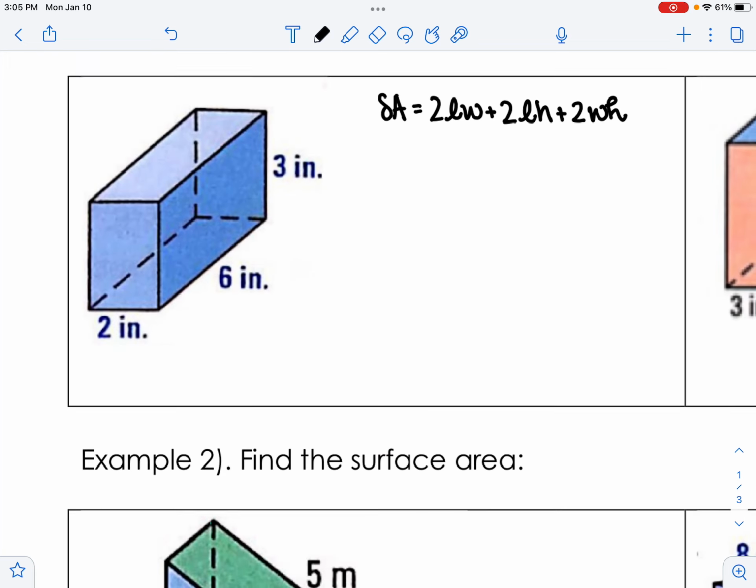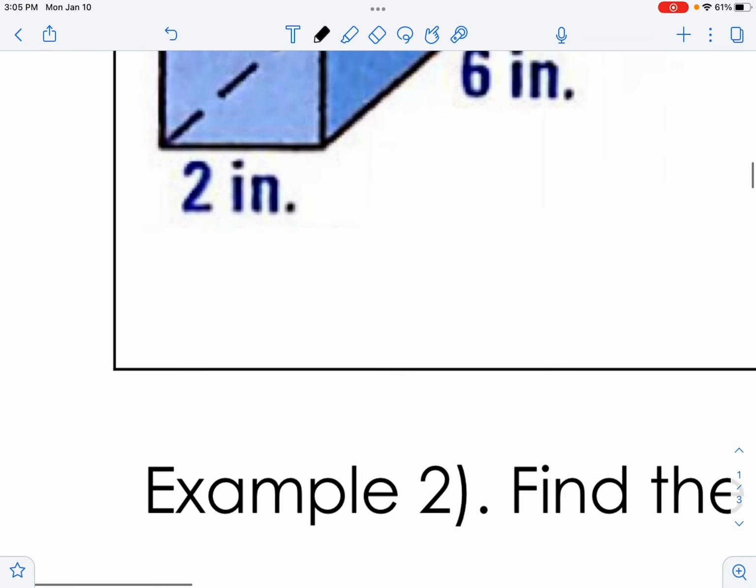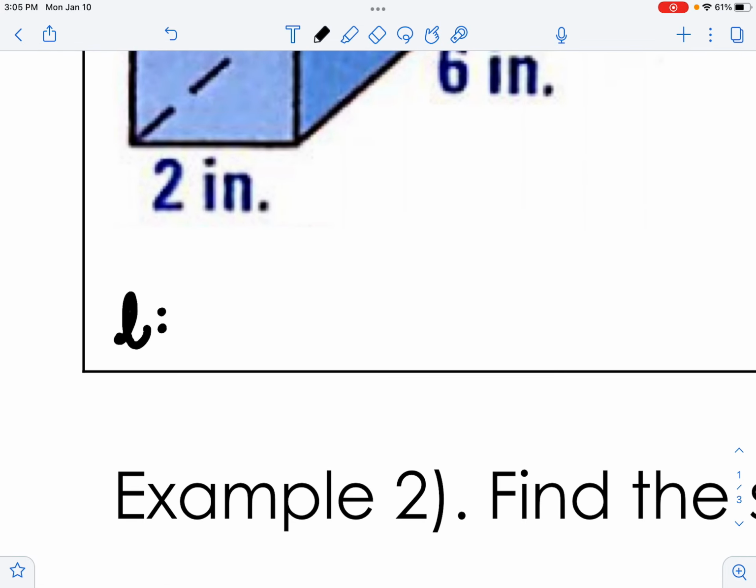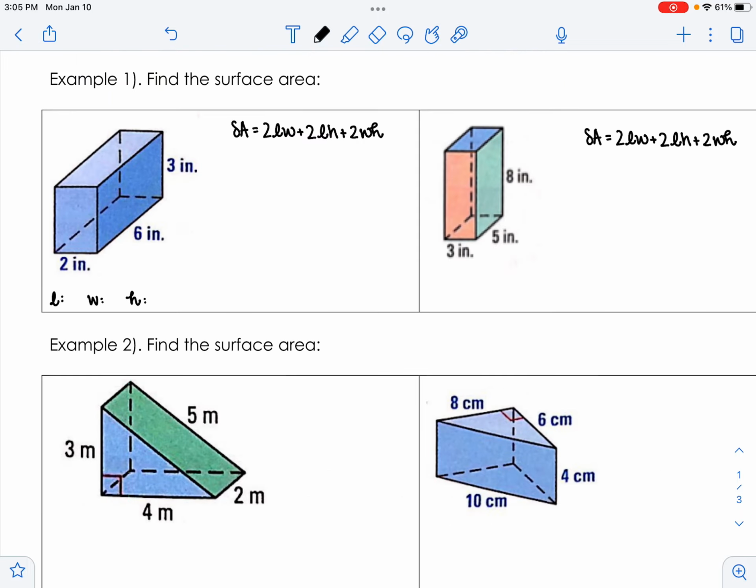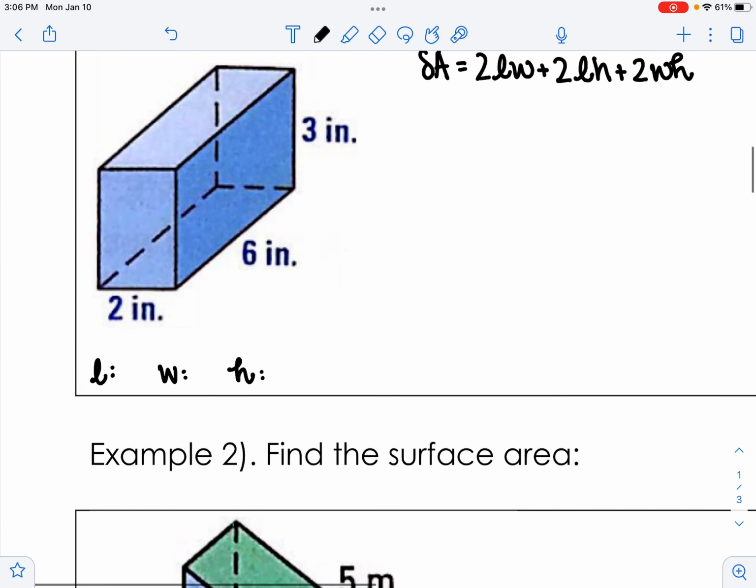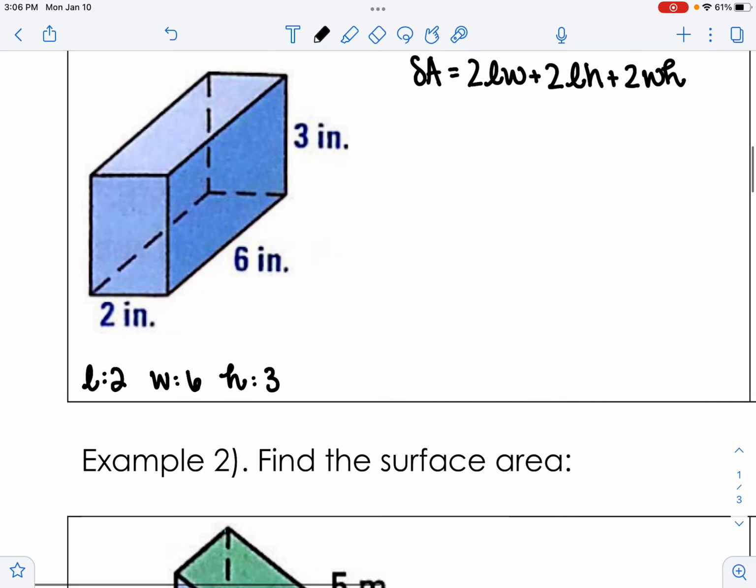All right, so what I like to do is I always like to go off to the side and write down what my length is, what my width is, and what my height is, so I know it's easy to substitute in, okay? And here's the thing, with these numbers right here, it doesn't really matter which one's which. So I'm going to assign this 2 as my length, this 6 as my width, and the 3 as my height, okay? And now it's just a simple substitution.